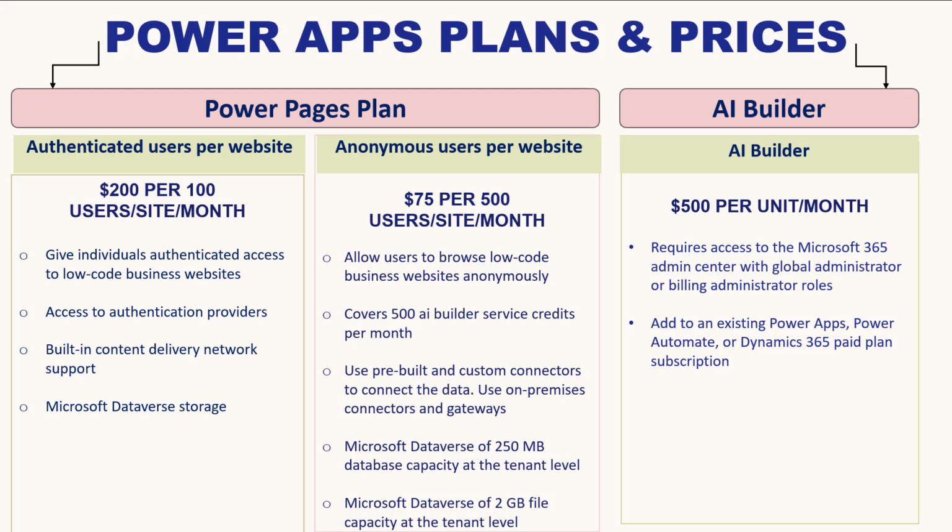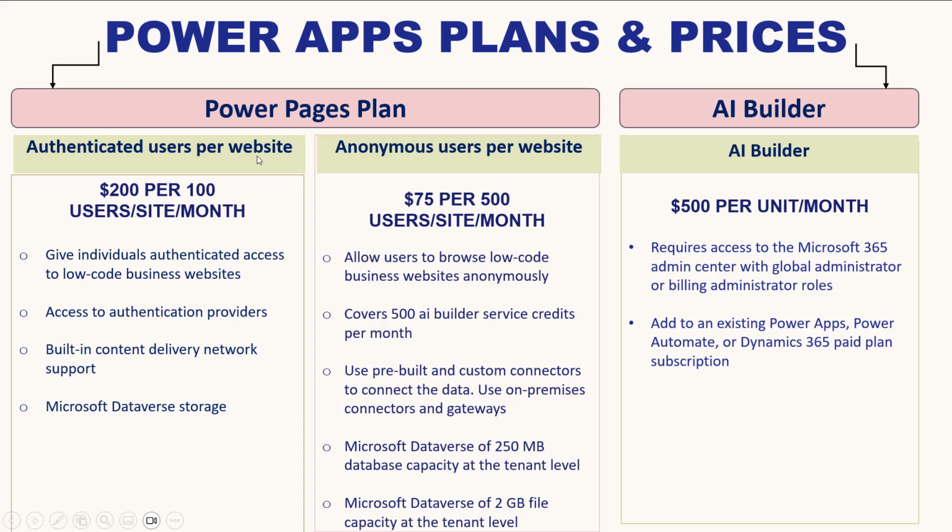So here you can see the Power Apps plans and prices are divided into two different plans. One is the Power Pages plan and another one is the AI Builder plan. In the Power Pages plan, there are two types: authenticated users per website, and anonymous users per website. For authenticated users per website, you have to purchase it at $200 per 100 users per site per month, whereas anonymous users per website you have to buy at $75 per 500 users per site per month.